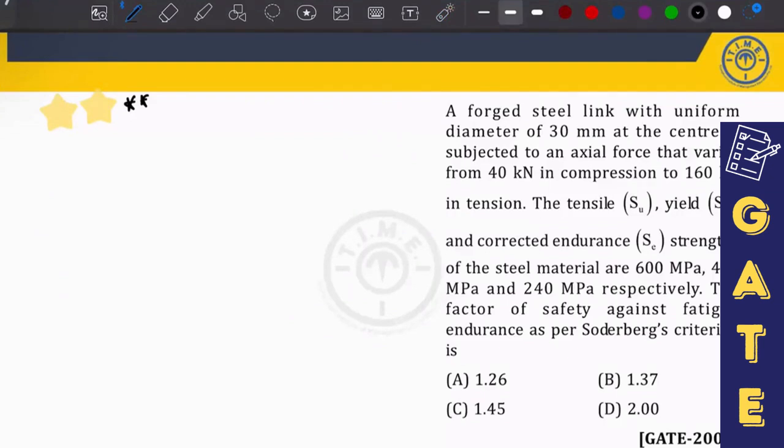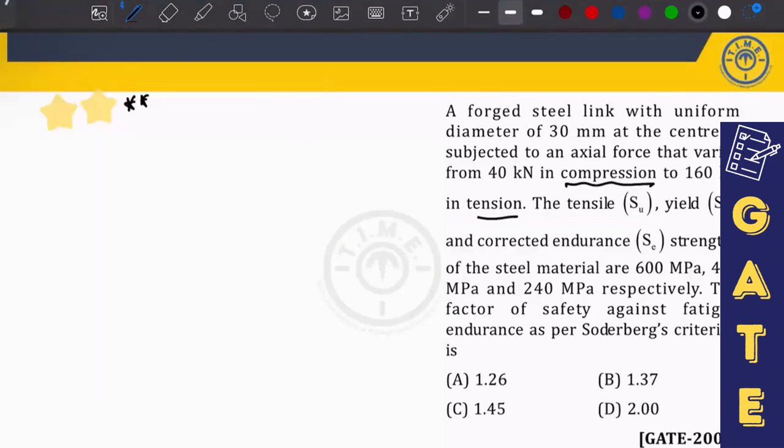Read this question. For those who have already solved this particular problem, it will definitely help you revise all the concepts. Try to focus on the concept, because in the numerical they change the numerical values. If you understood how to approach the question, that is more than sufficient. A forged steel link with a uniform diameter at the center is subjected to an axial force varying from 40 to 160. That means the magnitude is varying as well as the sign, from compression to tension.